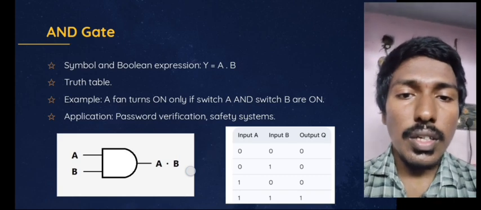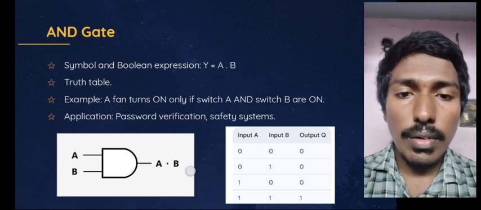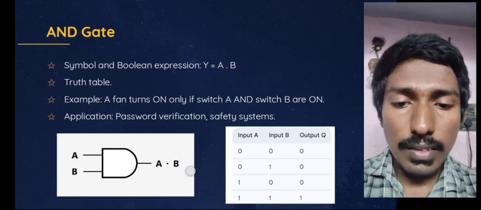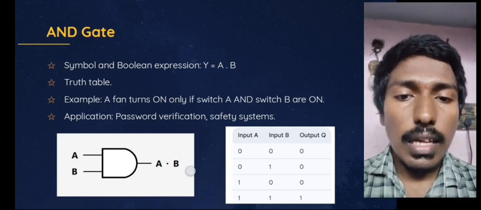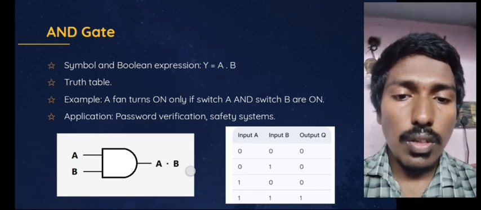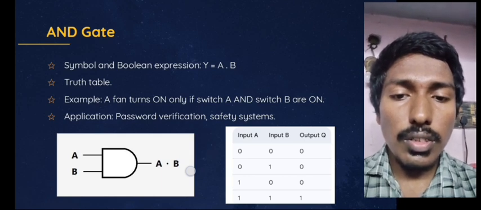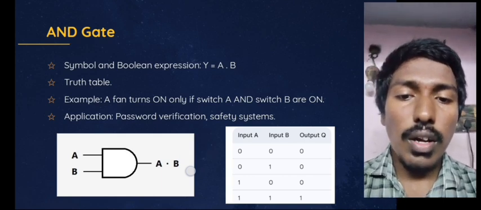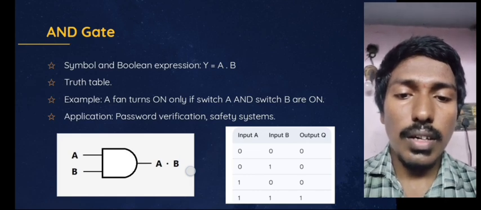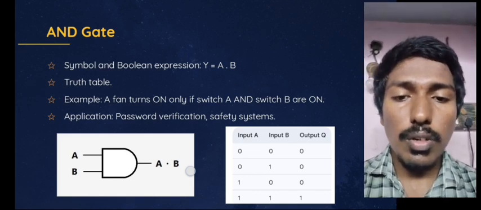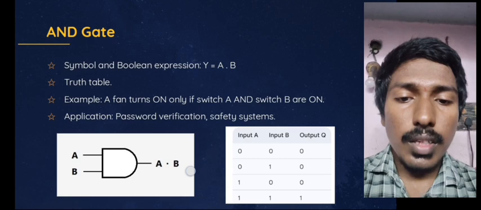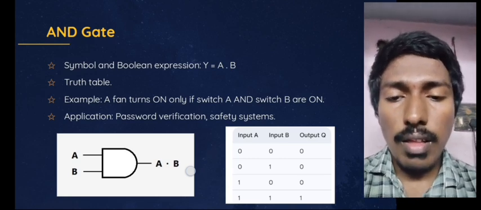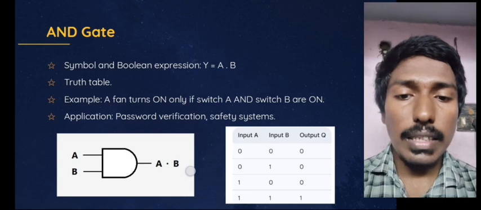Y is equal to A into B, means the input is multiplied with another input. With 0, 0, the output is 0. If you give 0, 1, the output is 0. If you give 1, 0, the output is 0. When an input is 0, it is multiplication.